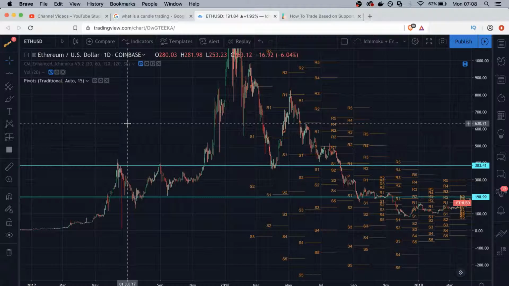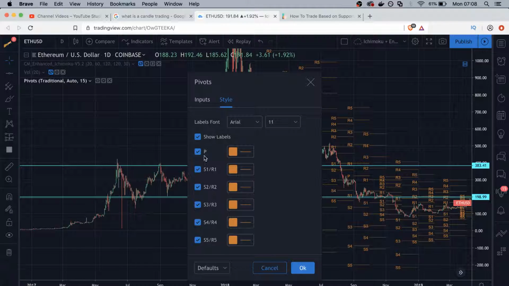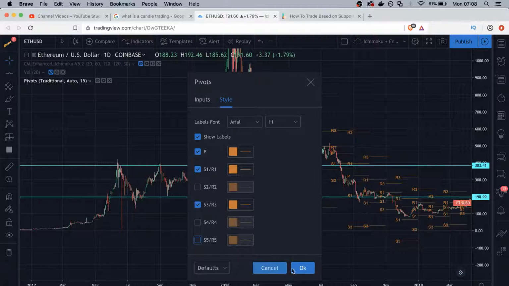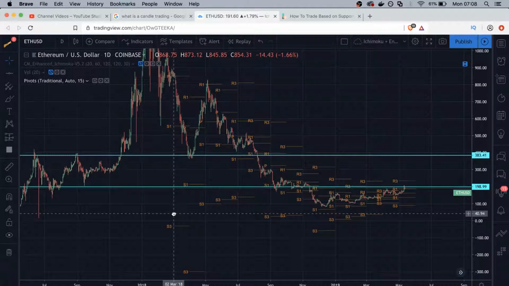Now with this pivot point, we don't need all of this information. So we've got the pivot S1. Let's leave S4 and S5 away, and then we've got some pivot points here.